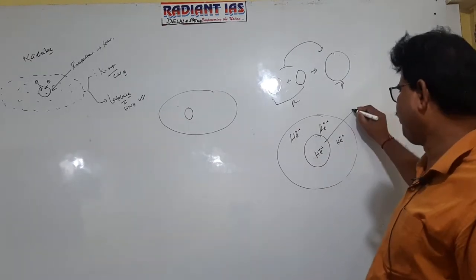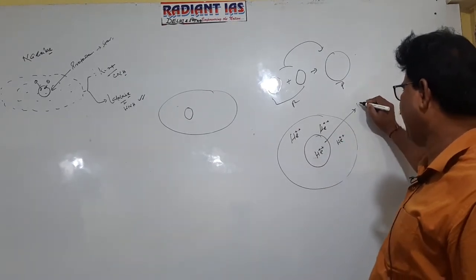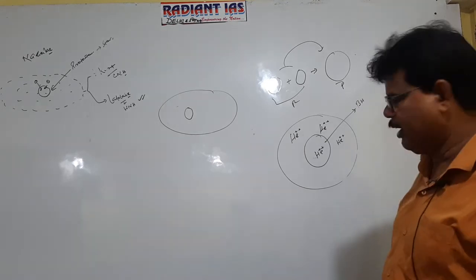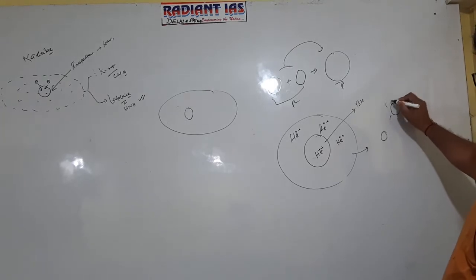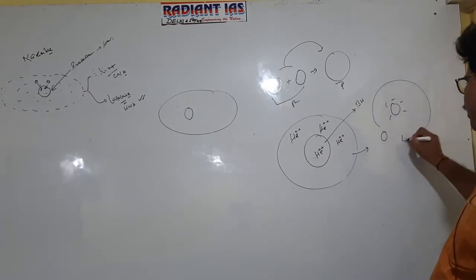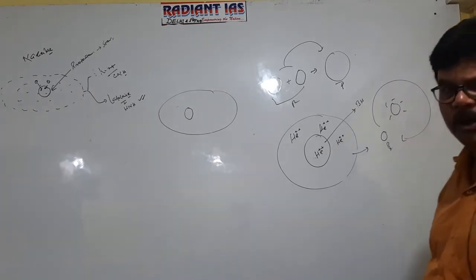The central part will remain intact to form a black hole. It is clear? And when the outer peripheral region starts revolving around another star, it will produce a planet. It is clear? What is the process?